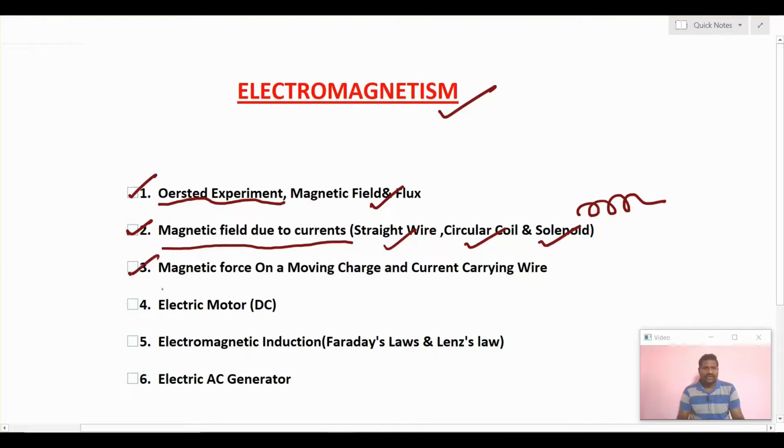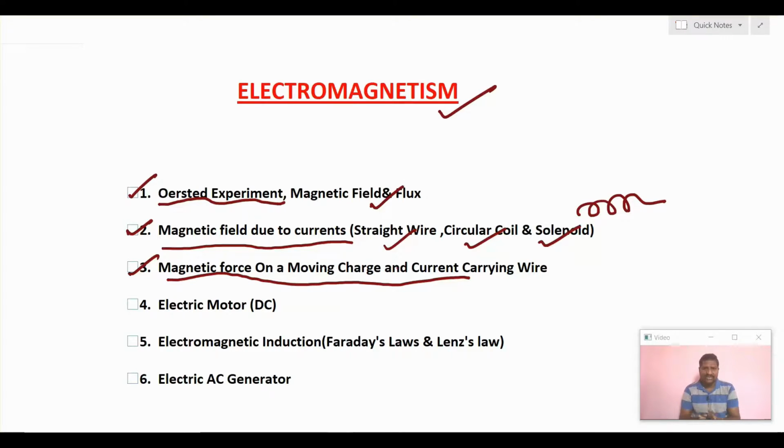The third one is magnetic force on a moving charge and on a current carrying wire. We already know that whenever a current passes through a conductor, there is a magnetic field surrounding the conductor. If you place that current carrying conductor in a magnetic field, what force exists? What will happen? We have to know. Especially when two magnets are close to each other, that means two magnetic fields are close to each other, there may be an attractive force or a repulsive force.